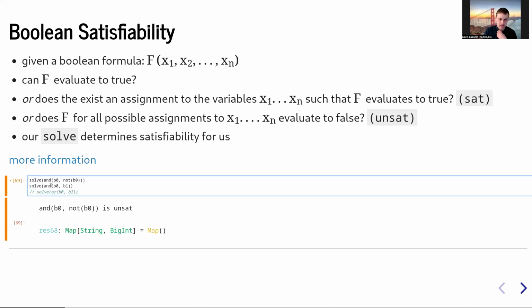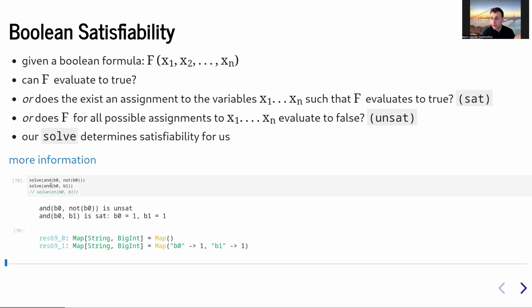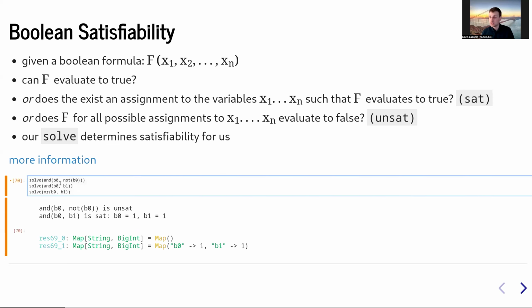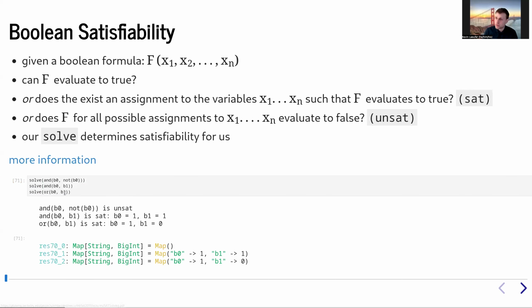So let's look at the next Boolean formula. The next Boolean formula says B0 and B1. Is there a way to assign B0 and B1 such that the output is true? Yes, there is one way: if you set both of them to 1, then the output will be 1. Another thing we have is B0 or B1, and you can also think about what's the result there. We see there's multiple options that we could assign to B0 and B1 for this to become true.